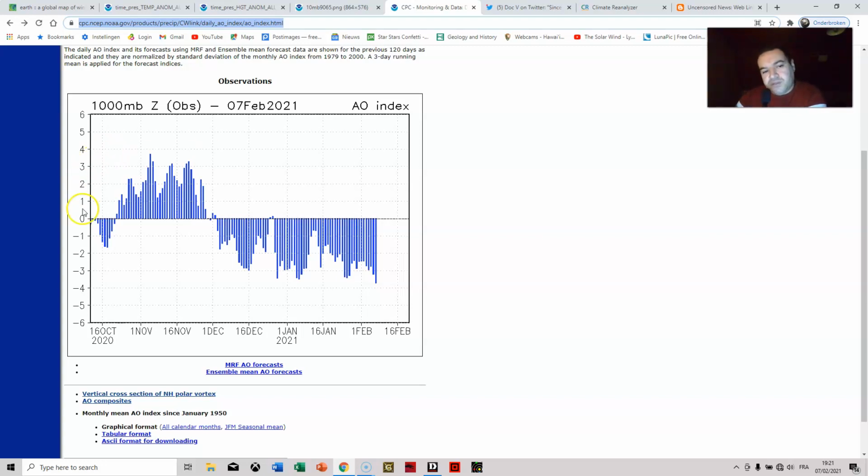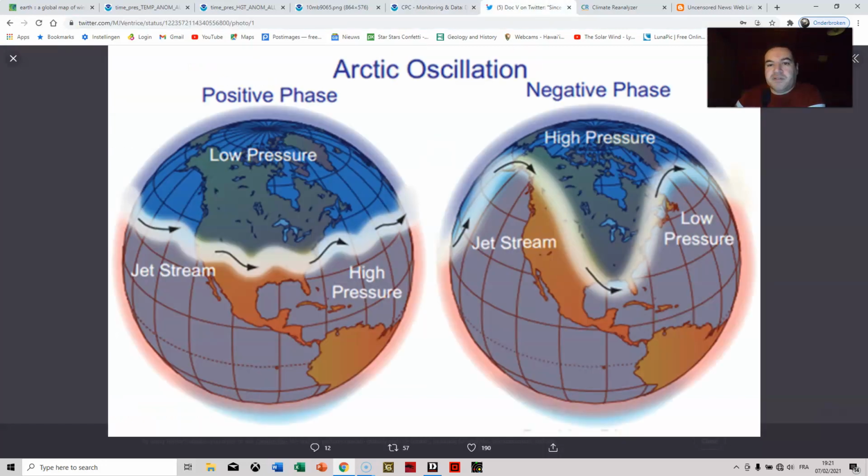A positive Arctic oscillation means, as seen in this illustration, that the jet stream is fast and consequently the waves are small. So this is a normal jet stream pattern. The cold is held in the Arctic regions, and warm air flows into the mid-latitudes. This is how it is supposed to be.